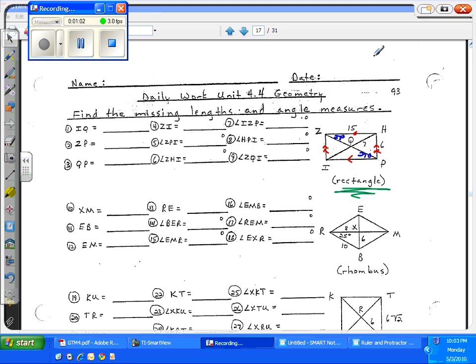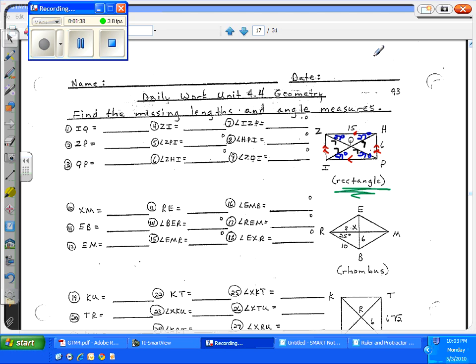If it's a rectangle, then the diagonals are equal and bisect each other. So if this is 7 and this is 7 and this is 7 and this is 7, in a rectangle all four little diagonal pieces are the same because the diagonals are equal and bisect each other. That being the case, we have four isosceles triangles. If two sides of a triangle are equal, then the angles opposite those equal sides are equal. So those are both 27 and those are both 27.